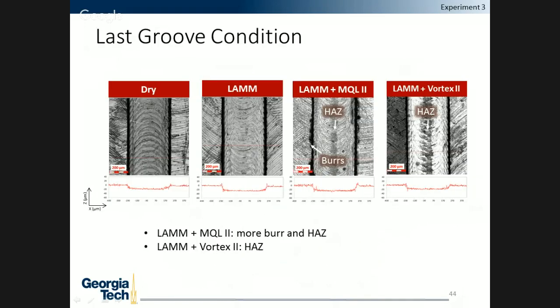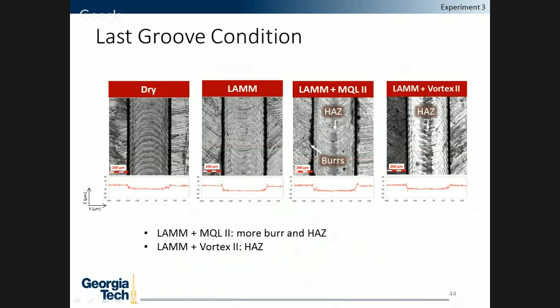This again shows the groove quality of the dry, the LAM, and the LAM plus MQL and LAM plus Vortex 2. Most of the groups look very similar, though there are some noticeable aspects. With LAM plus MQL 2, we did see more burr, as seen by this dark region here. And also with MQL, interestingly, we see a heat affected zone, by this gray streak right here. And that's because with the inclusion of MQL oil on the workpiece, it led to more absorption of the laser radiation, and that led to better heat penetration into the workpiece, leaving a heat affected zone.